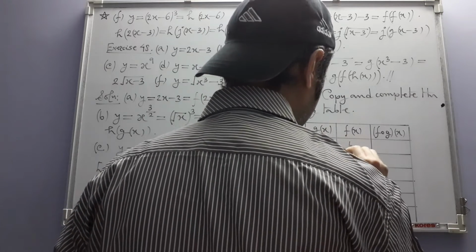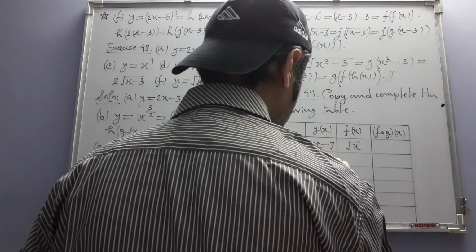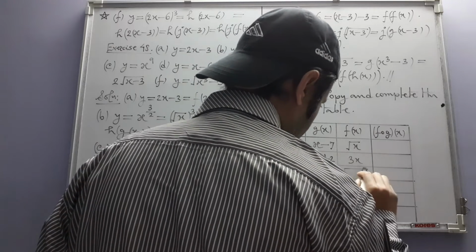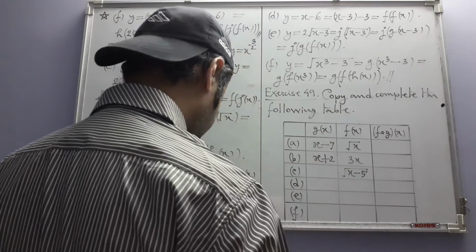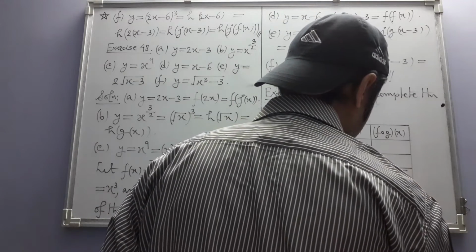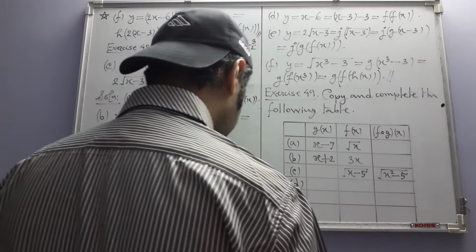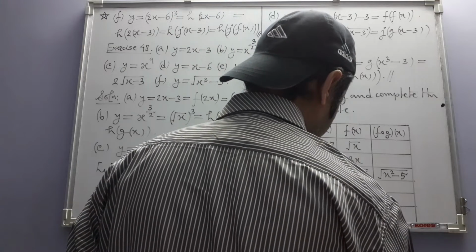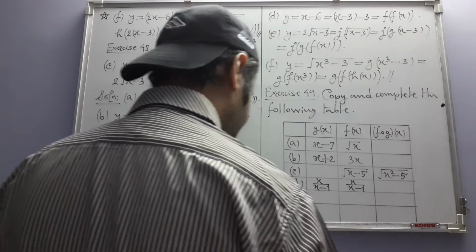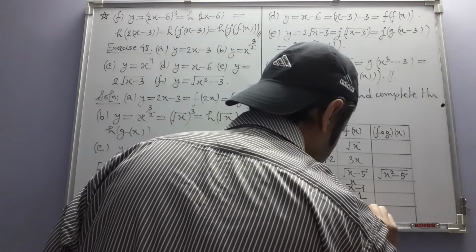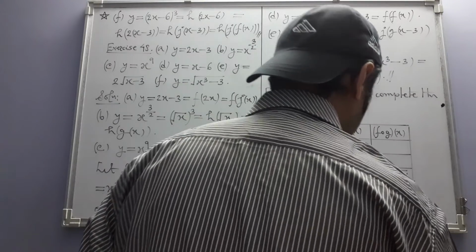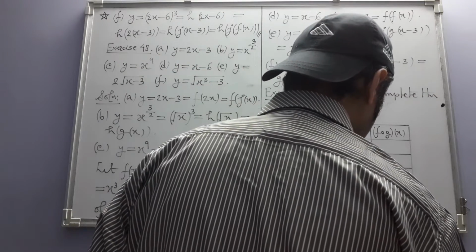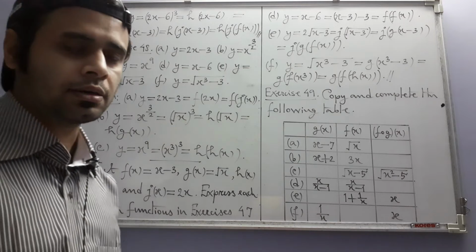x minus 7, square root of x, x plus 2, 3x, square root of x minus 5, square root of x squared minus 5, then x divided by x minus 1, x divided by x minus 1, and this one is empty. 1 plus 1 over x, x, 1 over x and x. Okay, we now have to figure out the empty spaces.